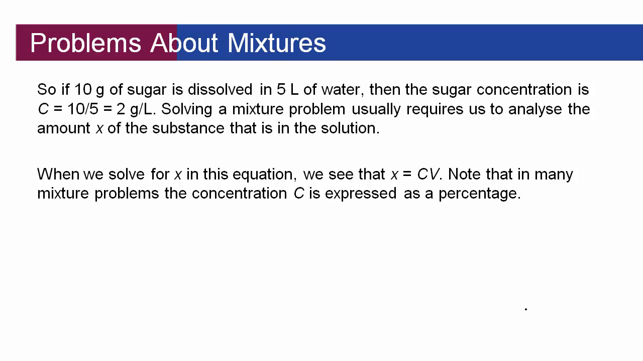Okay, so let's look at an example. 10 grams of sugar is dissolved in 5 liters of water. Then the sugar concentration is obviously 10 divided by 5, or 2 grams per liter. Solving a mixture problem usually requires us to analyze the amount of some substance in a solution.